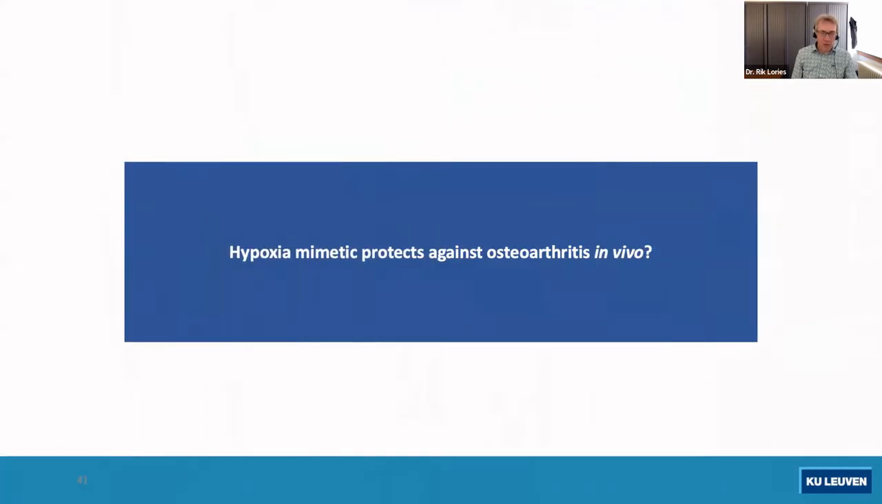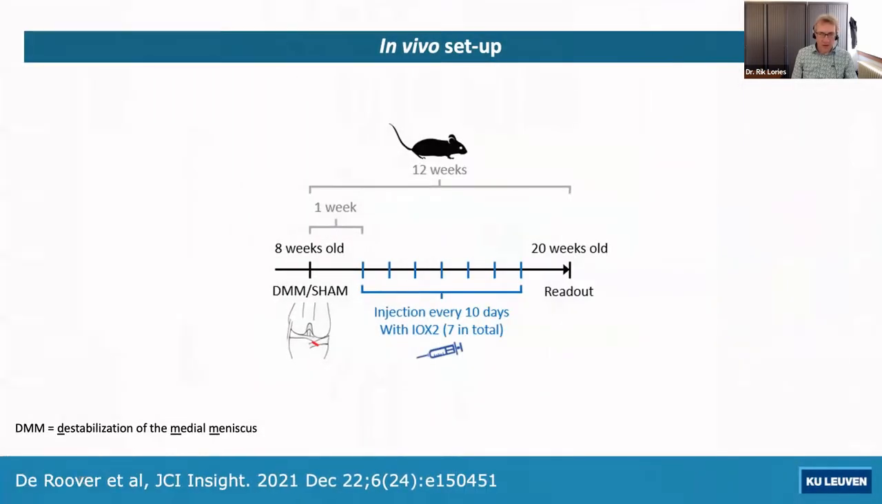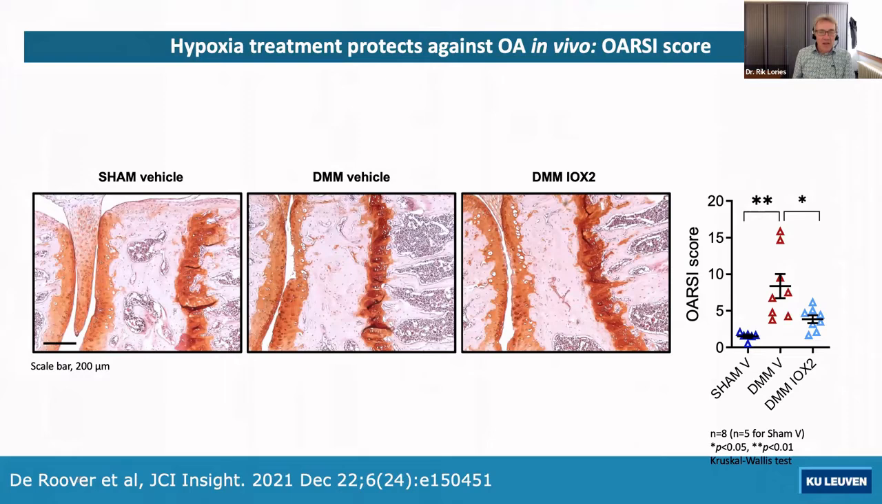Does this have any further meaning? Well, we tested this in vivo using osteoarthritis models, and this is a model that you are probably well aware of if you're working in the field. We used the DMM, the destabilization of the medial meniscus model, and as a therapy, we injected these mice over the course of the experiment with IOX2, which is a chemical hypoxia mimic. It stabilizes HIF-1 alpha, leading to a transcription program that is similar to the one that you would see when you put the cells under low oxygen conditions. And these were the results.